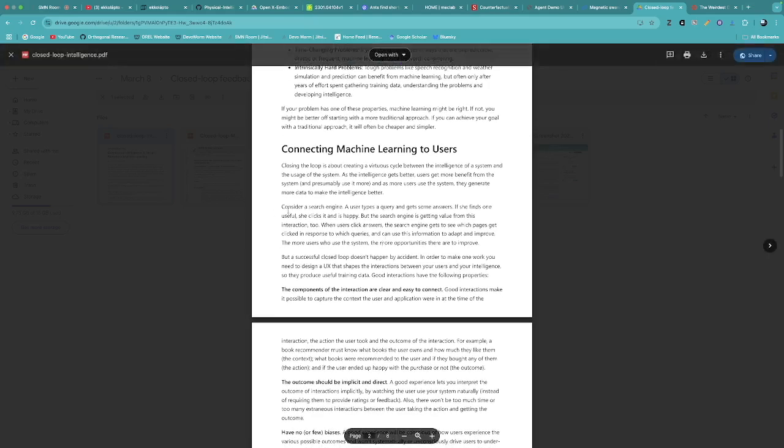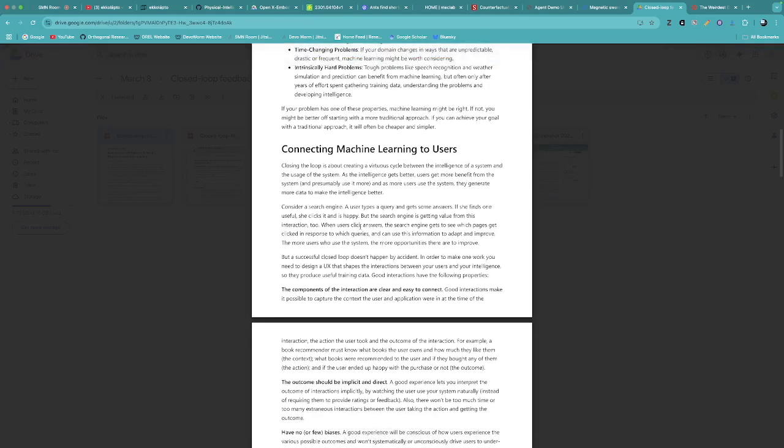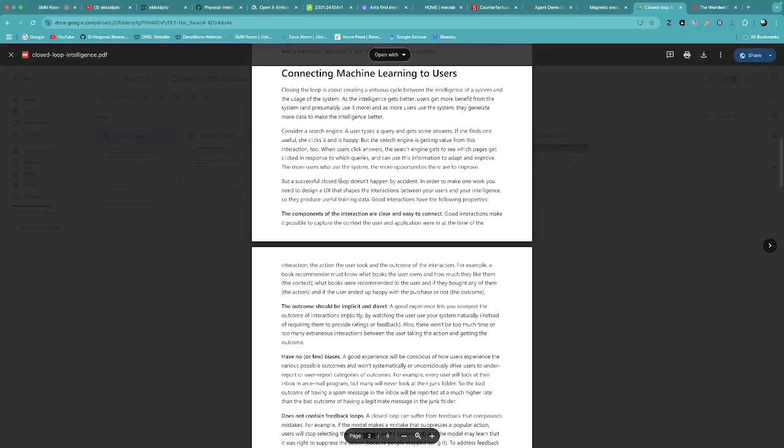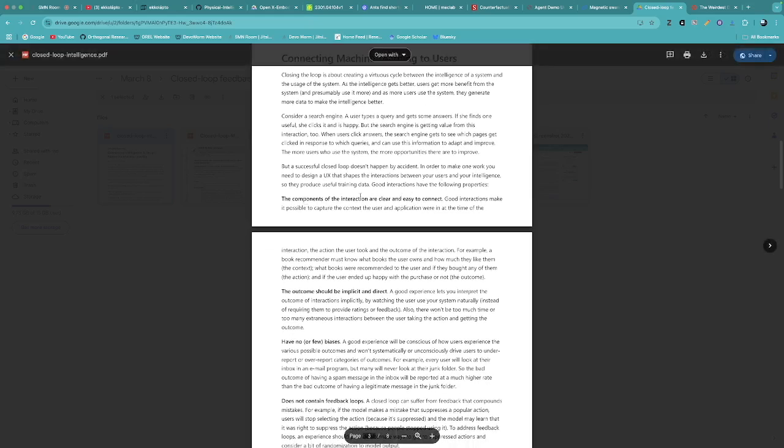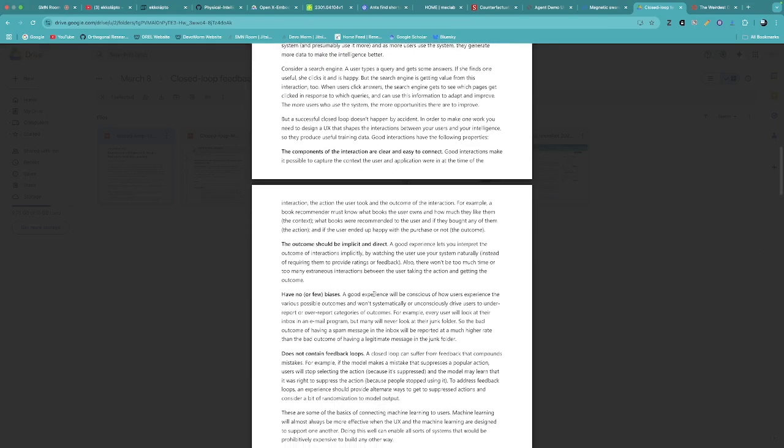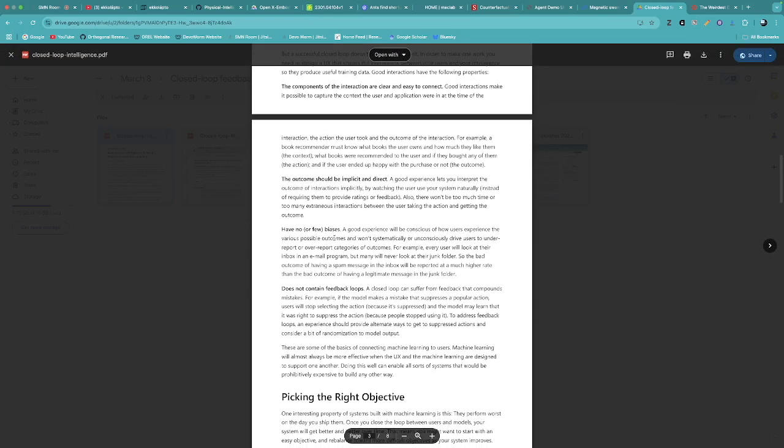So you give the example of a search engine, but a successful closed loop doesn't happen by accident. In order to make one work, you need to design a UX that shapes the interactions between your users and the intelligence so that they produce useful training data. Good interaction has the following properties. The components of the interaction are clear and easy to connect. The outcome should be implicit and direct, have no or very few biases, and not contain feedback loops.